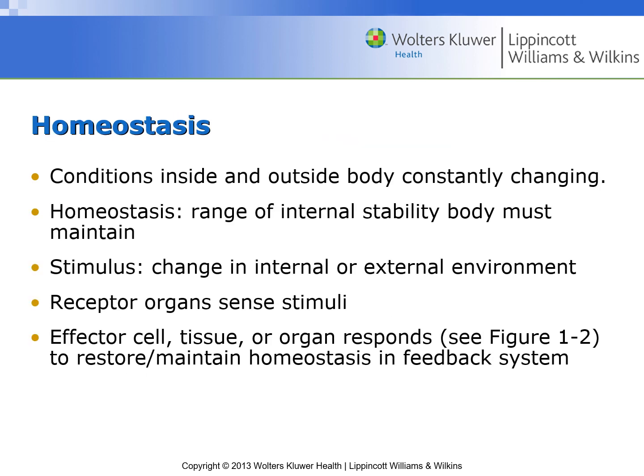Now let's talk about homeostasis. As we know, conditions inside and outside of the body are constantly changing. Homeostasis is a process whereby the body seeks to maintain a range of internal stability. So, for example, we may have a stimulus which changes the internal or the external environment. Receptors on the organs sense that stimuli. We have what is referred to as an effector cell, tissue, or organ that responds to restore or maintain homeostasis in a feedback system.